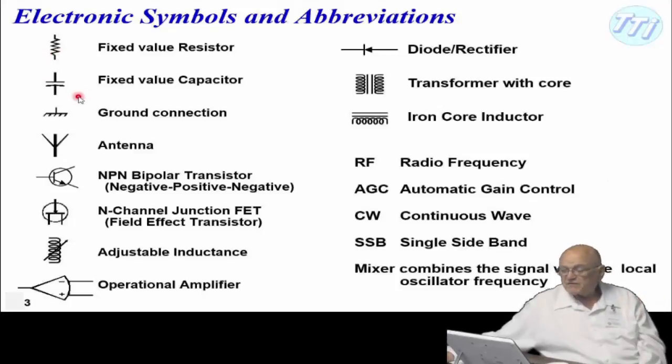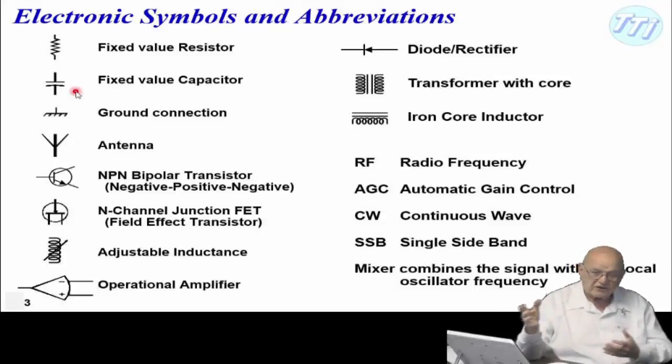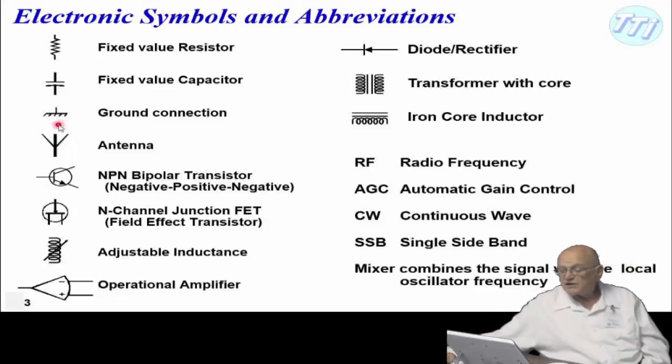Right here is a fixed value capacitor. I'd like to point out, you can't see it as well here, but that top bar is straight, and the bottom bar is a little curved. That designates a capacitor. The main reason for that is that switching circuits use two bars. They're straight, and you can get confusion. Originally, the capacitor was two bars. Then they realized there was too much confusion between the switch circuits and electronic circuits, so they made it that way as far as that goes.